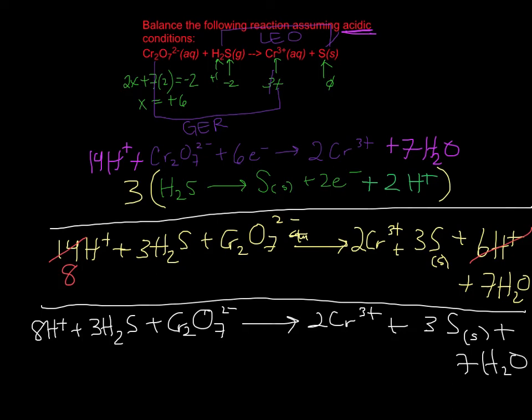All right, so again, we can just double check that everything is balanced on either side. We have 8 plus 6 H+ over here, so that's 14. We have 14 here. We have 3 sulfurs, 2 chromiums, 7 oxygens, 7 oxygens. So now this is finally a balanced redox reaction. Remember that when you're balancing in acidic solution, all you need to do is add water to balance the oxygen, and then you just add hydronium ions to balance the hydrogens.